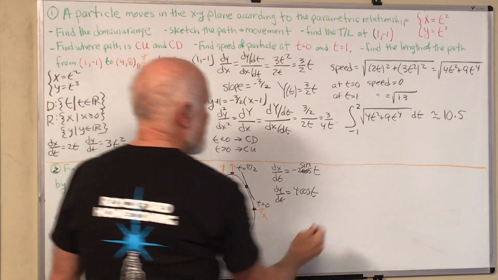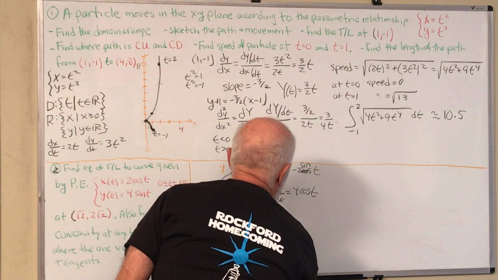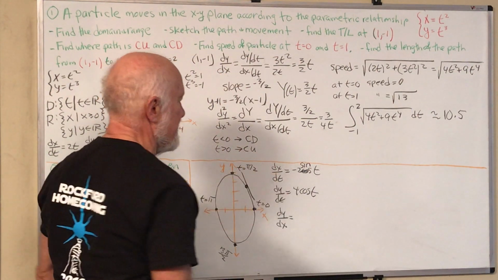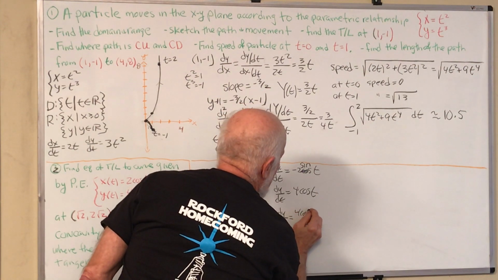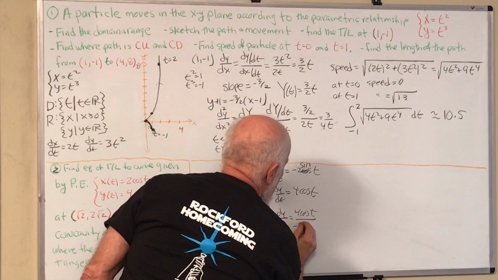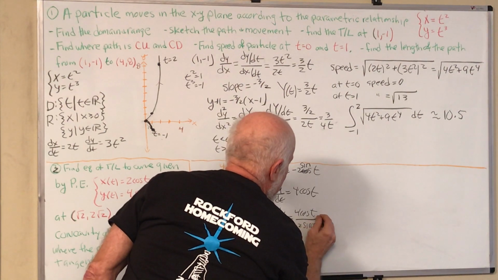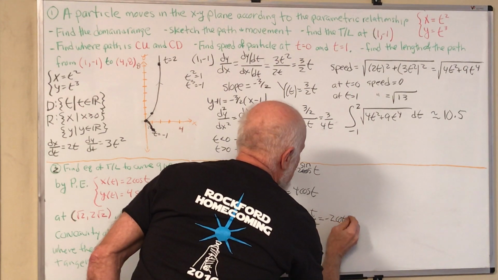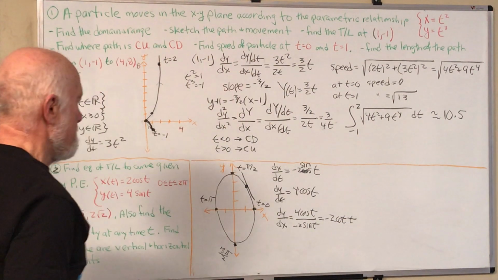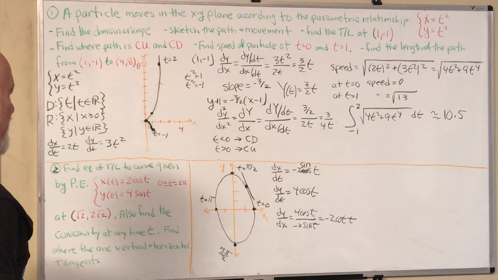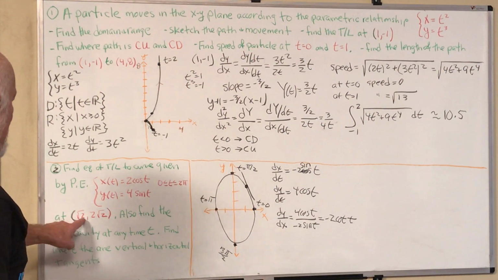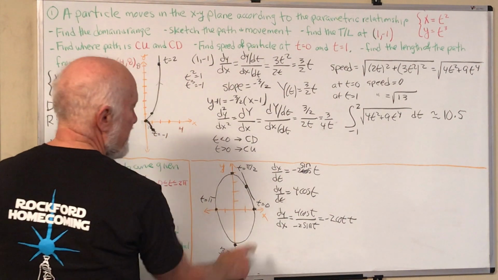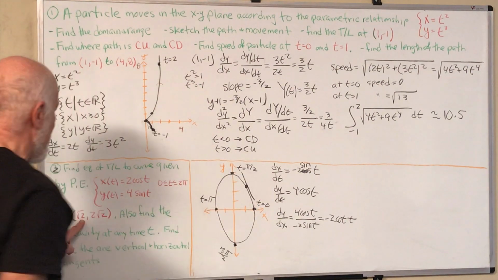So that means the slope, dy dx, is going to be dy dt over dx dt: 4 cosine of t over -2 sine of t, which altogether is -2 times the cotangent of t. So to find what the slope is, we have to see at what time you are at this point right here. We know it's between time 0 and time pi over 2.